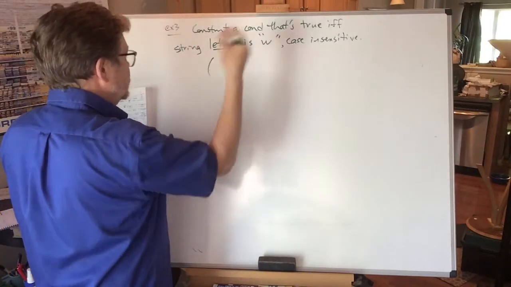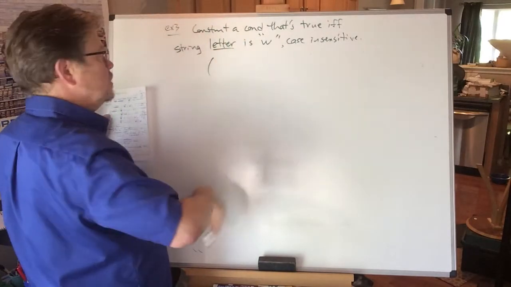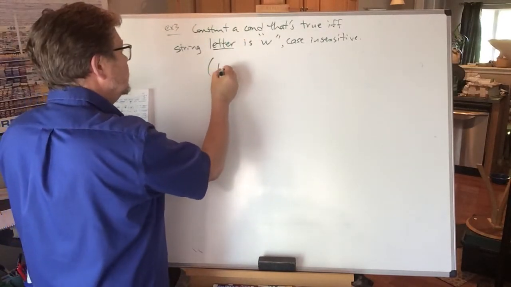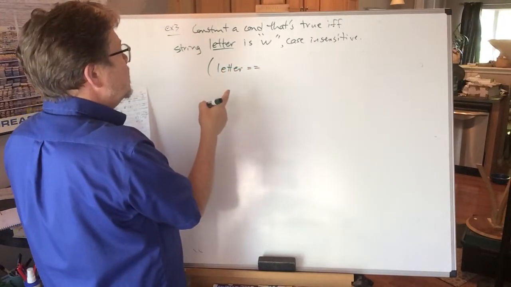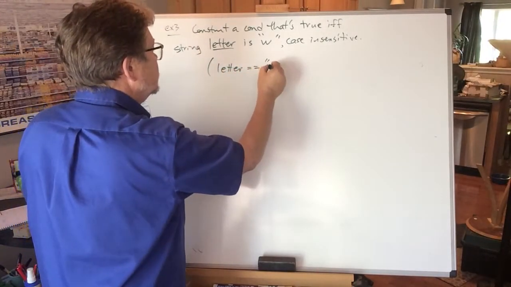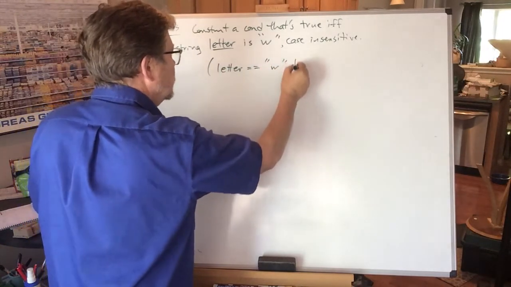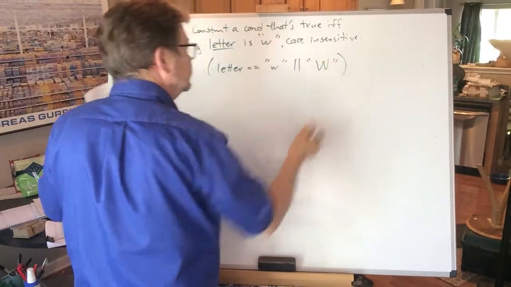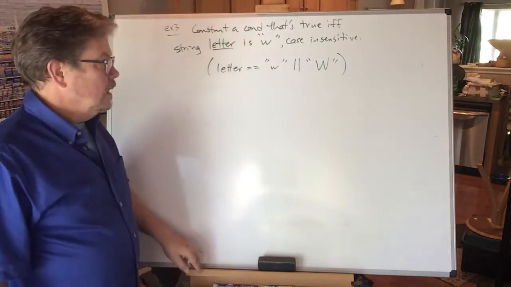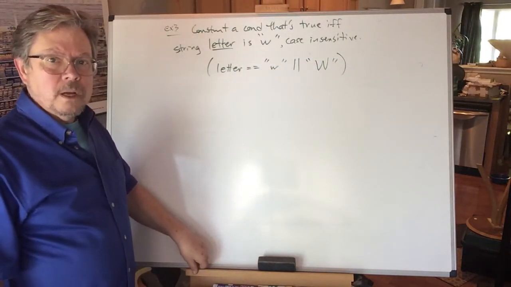I'll just go ahead and start with big parentheses. You know what? No number lines, no nothing. I'll just write this out. Letter. Be careful. Use double equals. Letter double equals lowercase w or uppercase w. And I erase that whole board for nothing. Done and done.